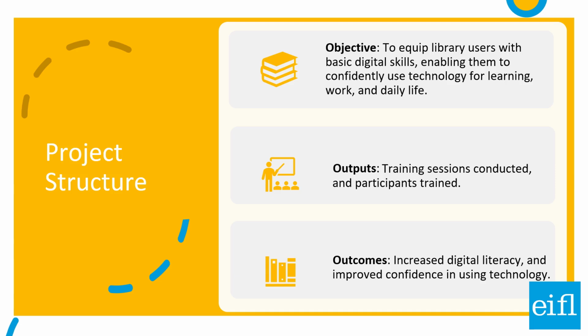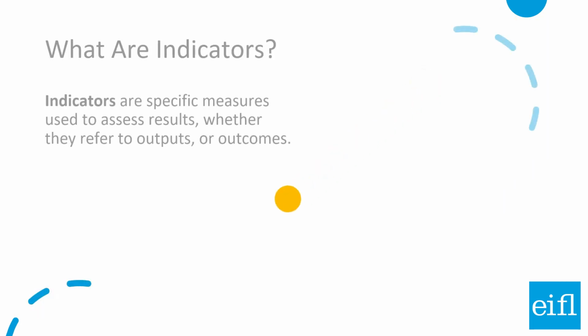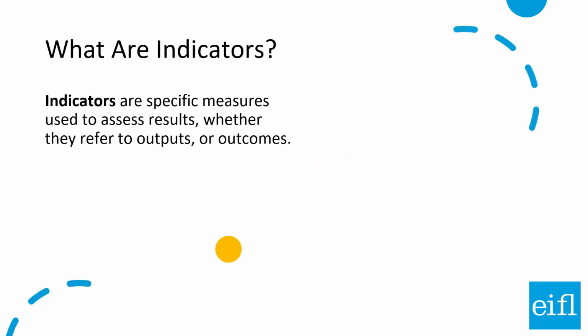using technology. You may have also heard the term impact, which refers to a long-term effect of your project, typically occurring over 3 to 5 years. Impact is challenging to measure and usually extends far beyond the project's implementation, so we will not cover it in this video. To measure project results, both outputs and outcomes, we use indicators.